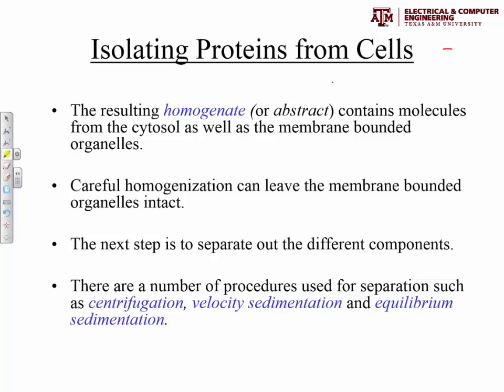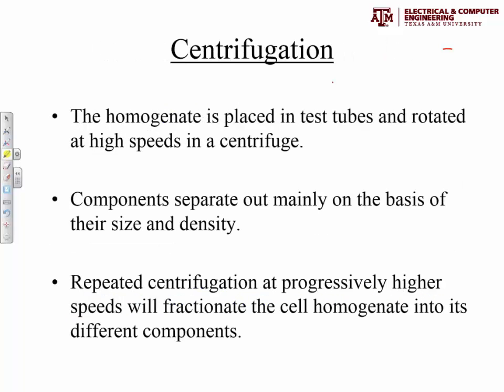And you can also use column chromatography, as I mentioned earlier, and I'm going to give you details on that in the next few slides. So we are going to look at centrifugation, velocity sedimentation, equilibrium sedimentation. And then we'll also look at column chromatography. So first, let's look at centrifugation. So what is done in centrifugation?